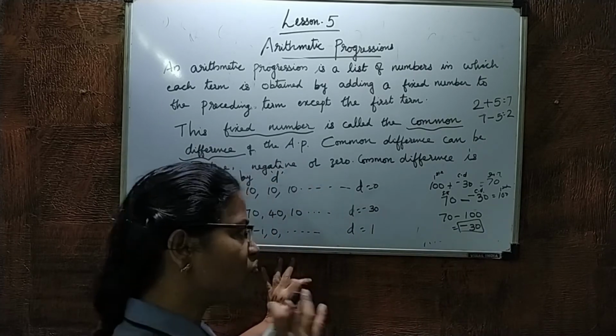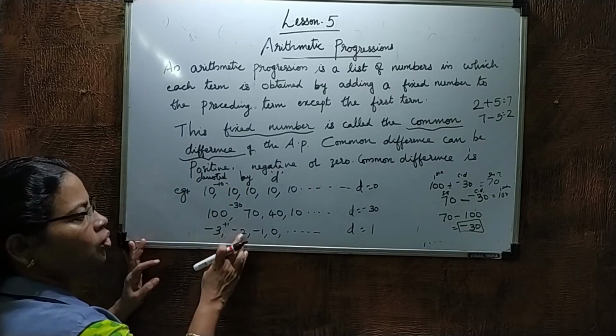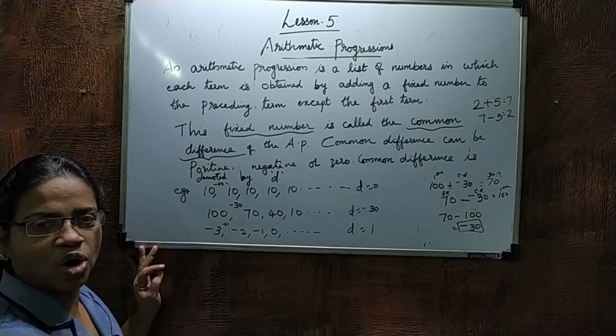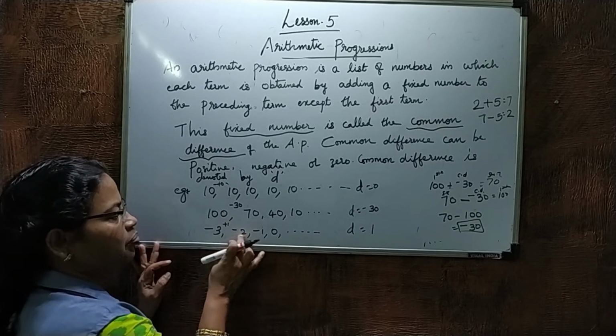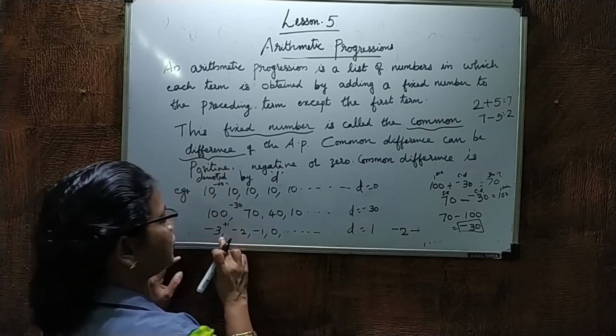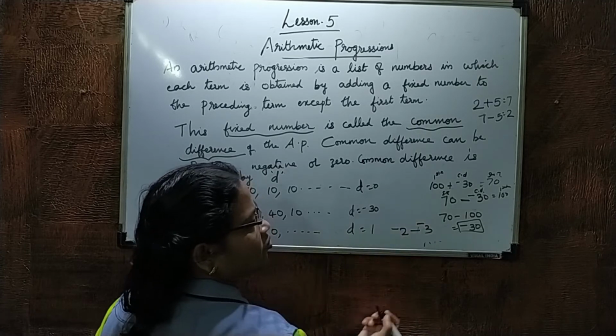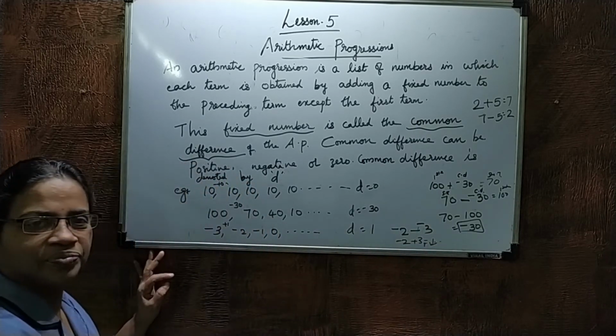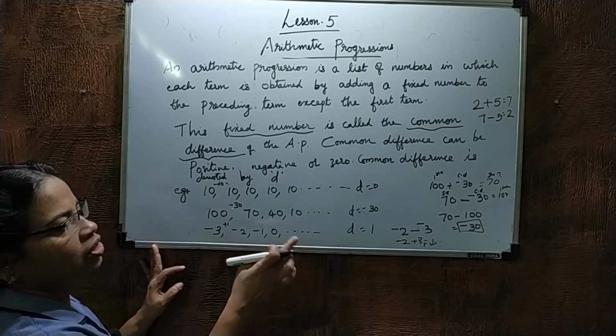Right? So if you want the common difference, what can you do? Second term minus first term, you will get the answer. Common difference: second term minus first term. That means negative 2 minus first term. Here it is negative 2 plus 3, you will get the answer 1.